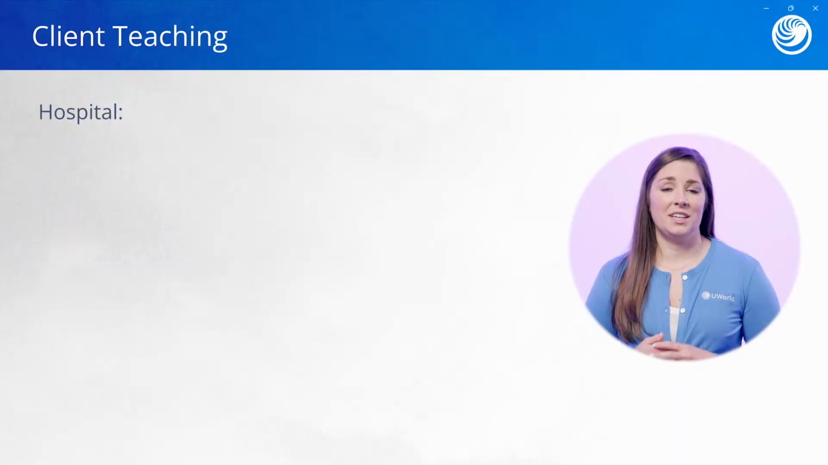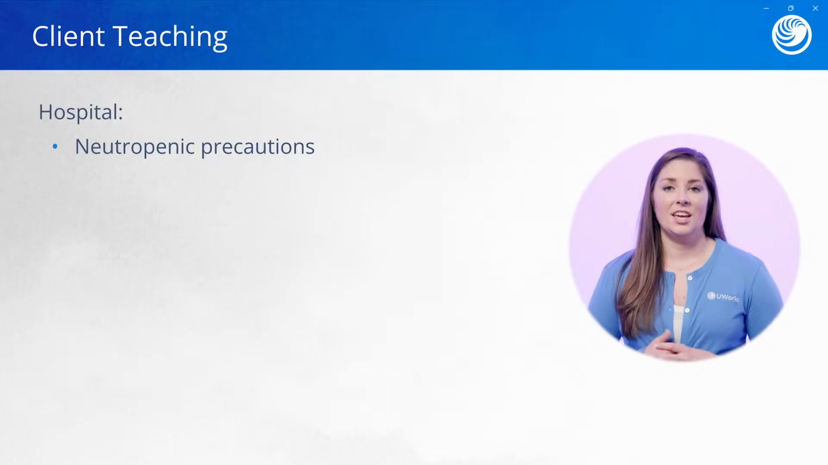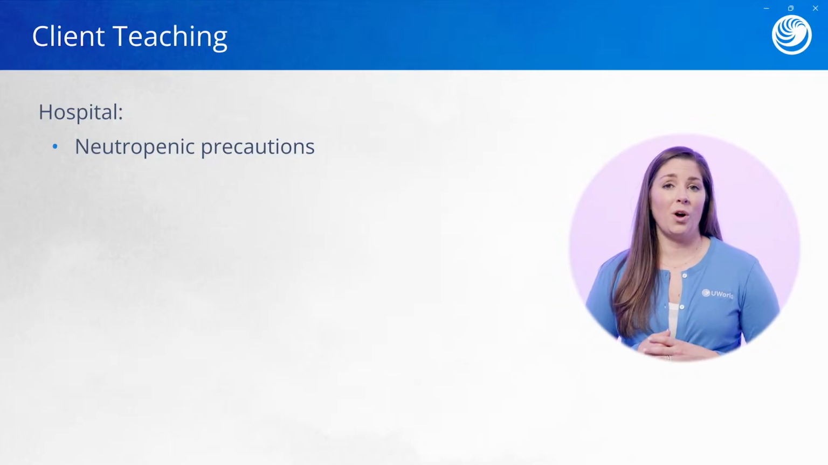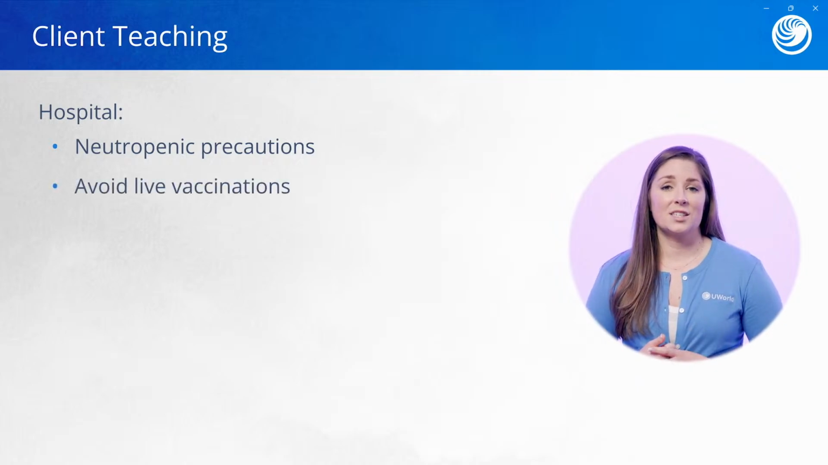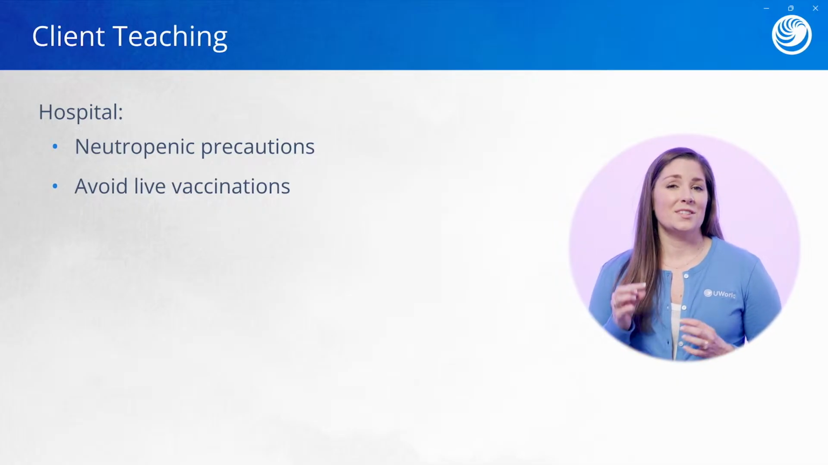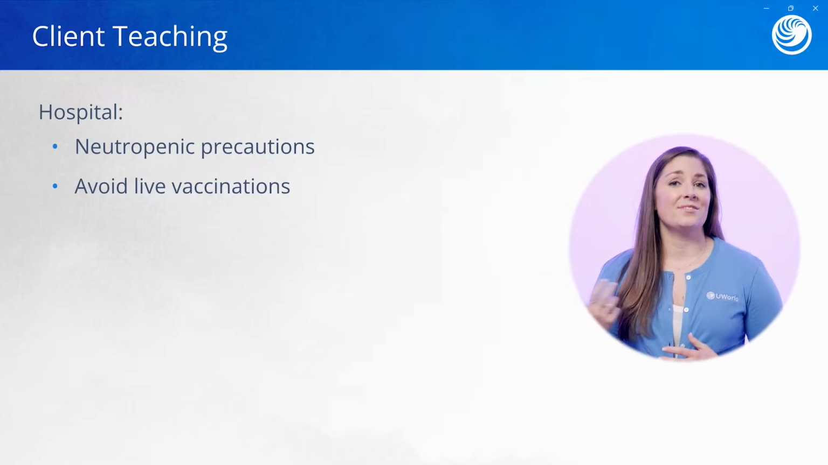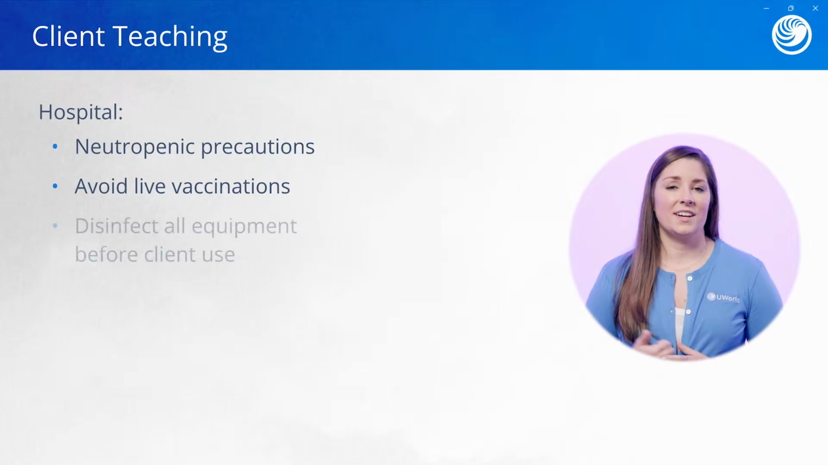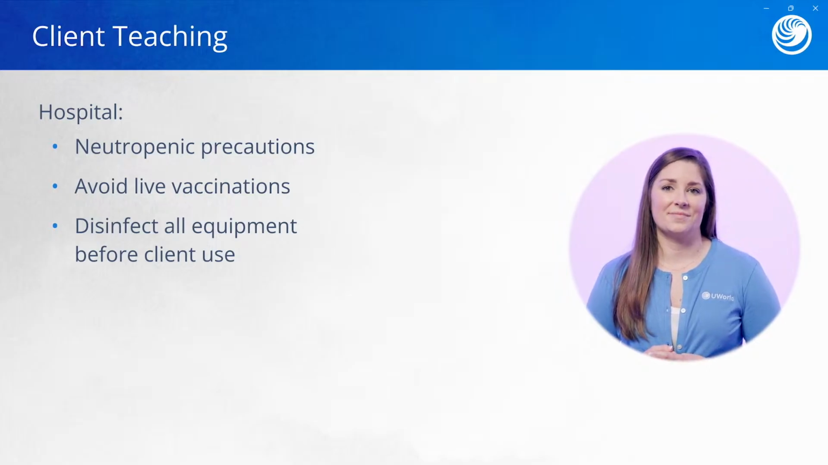So our number one priority with these clients is to decrease the risk of infection, and we do that by implementing neutropenic precautions. Neutropenic precautions means that we'll always wear a gown, gloves, and a mask when caring for these clients. Live vaccines can expose them to a small dose of a virus. We need to avoid these vaccines as they are immunocompromised, and even this small dose of a live virus could cause severe complications. Disinfecting all equipment is pertinent to decreasing the spread of bacteria and viruses.